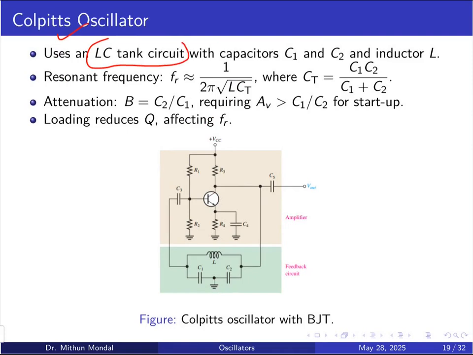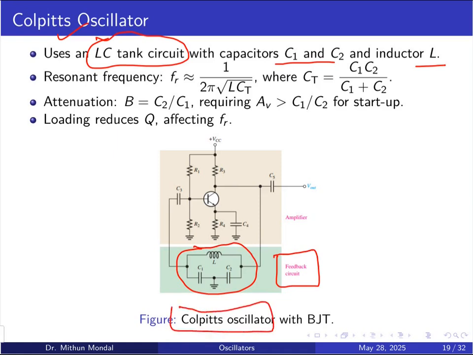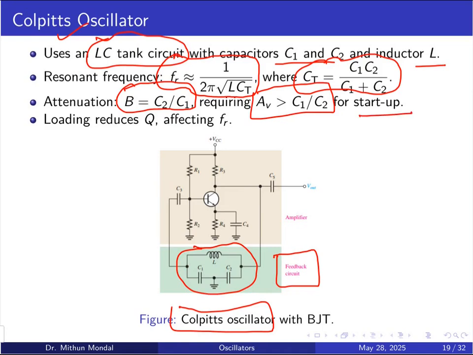It uses an LC tank circuit with capacitors C1 and C2, and there is an inductor L. So if you can see, there is a feedback circuit which is in the form of LC given in the circuit to form the Colpitts oscillator. The resonant frequency that you get is basically 1 by 2 pi root L times the total equivalent capacitance formed by C1 and C2. The attenuation factor is given by C2 by C1, requiring the voltage gain to be greater than C1 by C2 for the startup oscillation. Loading will reduce the quality factor and it will affect the resonant frequency.